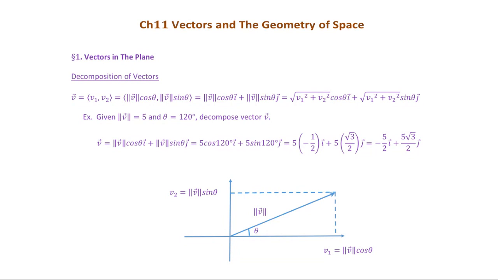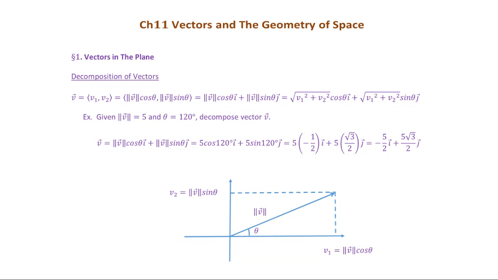So, for example, given the length of V equal to 5 and theta equal to 120 degrees, okay, the angle of the vector measured from the positive x direction is 120 degrees. So how do we decompose vector V? I just use the formula in here. So vector V is just length V cosine theta i plus length V sine theta j.